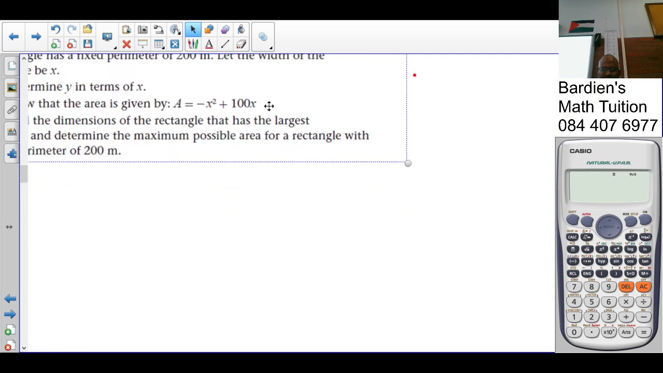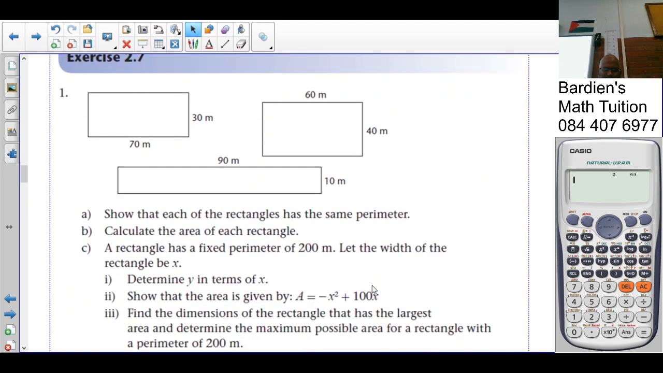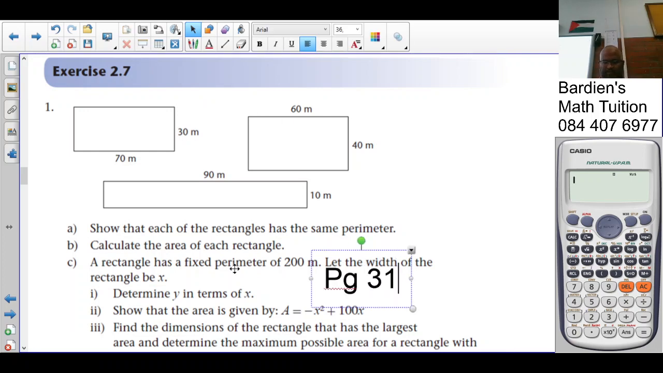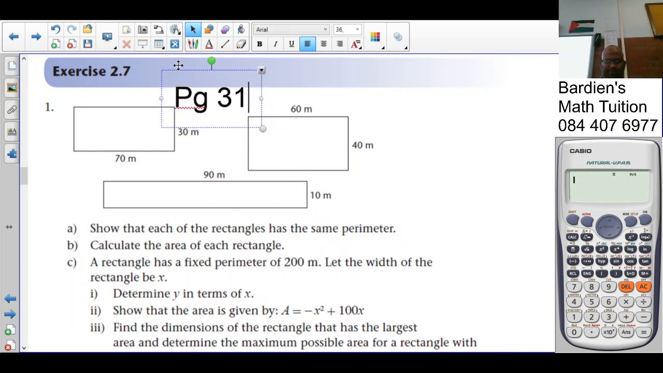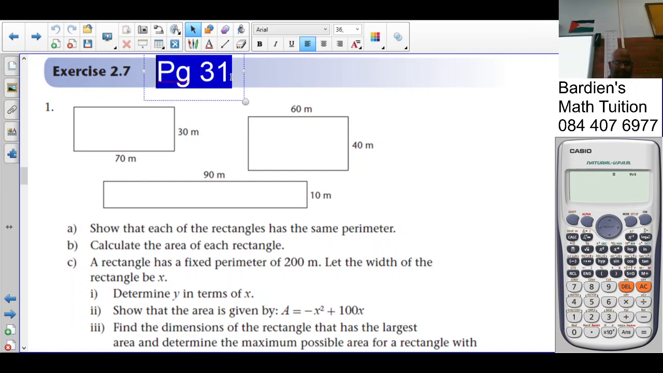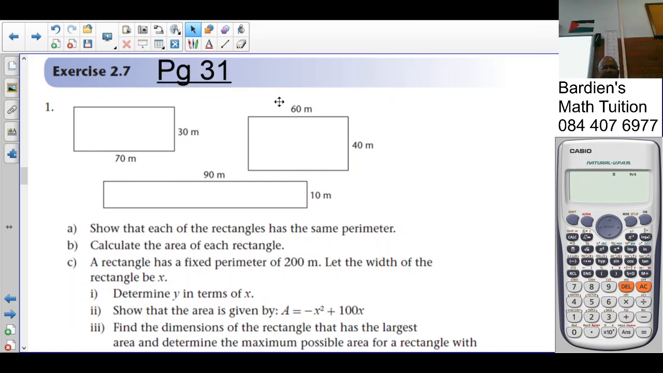Which page is this on? 31. Page 31 from the Keeping Math Simple textbook, okay?